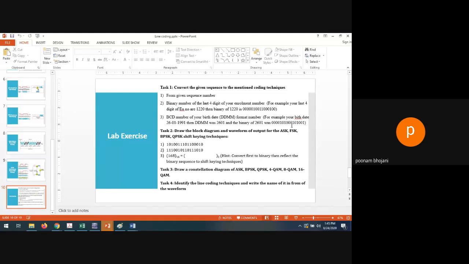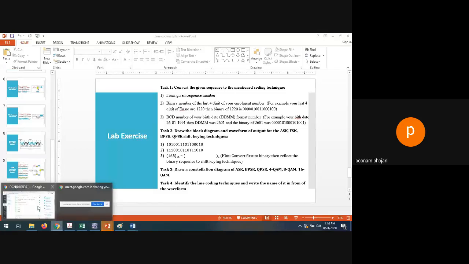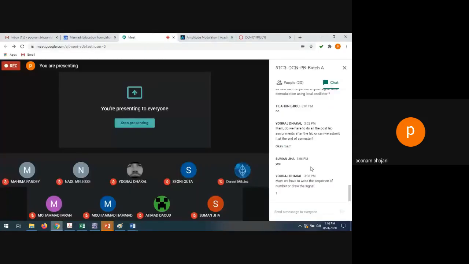But everyone, I have observed in one of the lab experiments, maybe worksheet 1, that you have copied the assignment, and even the enrollment number you haven't changed. This time, if I see that you have used another student's enrollment number or birth date, then definitely I am going to give you 0 marks, everyone. This is a strict instruction. If you copy the assignment, I am going to give you 0 marks.